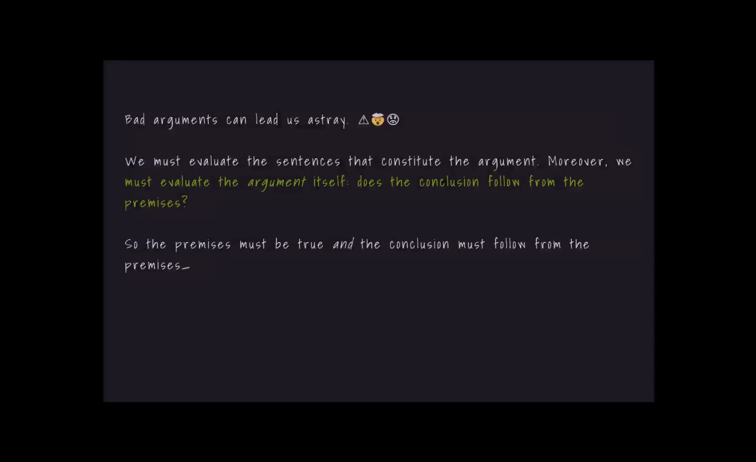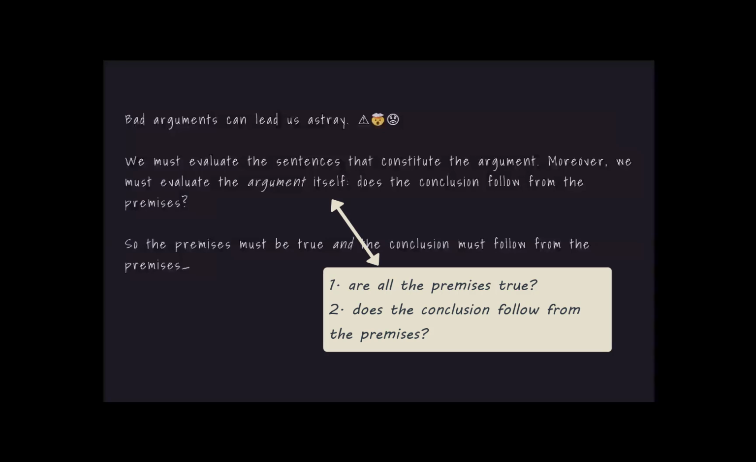In summary, every time we evaluate an argument, we must ask two types of questions. Question number 1, are the premises all true? Question number 2, does the conclusion follow from the premises? The relation of following from covers two sorts of relation between premises and conclusion. The conclusion of a deductive argument follows from its premises if the argument is deductively valid, and the conclusion of an inductive argument follows from its premises if the argument is inductively strong. So, when an argument is deductively valid or inductively strong, then its conclusion follows from its premises.